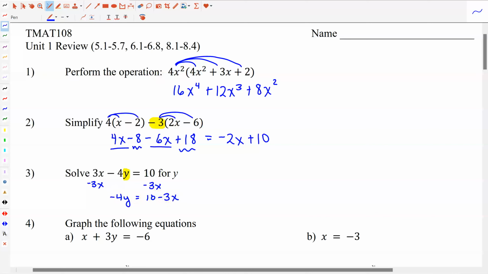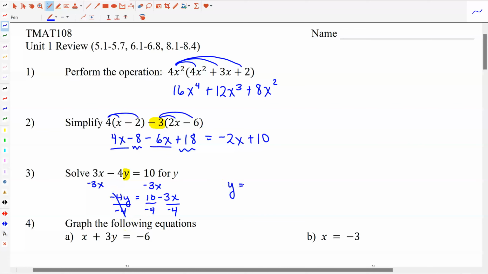Or you could write it as negative 3x plus 10, but I'm just going to write it in the order that I'm seeing it. Then to get that negative 4 away from my y variable, we'll divide everybody by negative 4. And that means we'll divide each individual term by negative 4. So over here on the left-hand side, the negative 4's will cancel, and I'll just have my variable y.